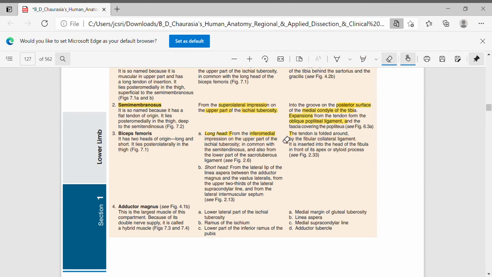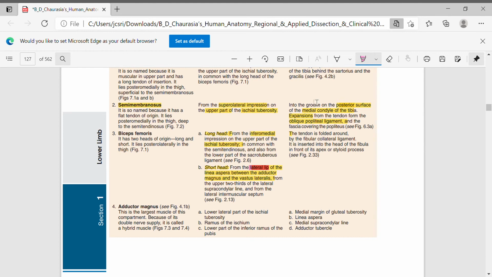The short head is from the lateral lip of the linea aspera. This attachment is very important. The short head is very important. So the lateral lip of the linea aspera is between adductor magnus and vastus lateralis. So in the lateral lip they are attached. This lateral lip is specifically focused on and asked in MCQs. The lateral lip is very important.